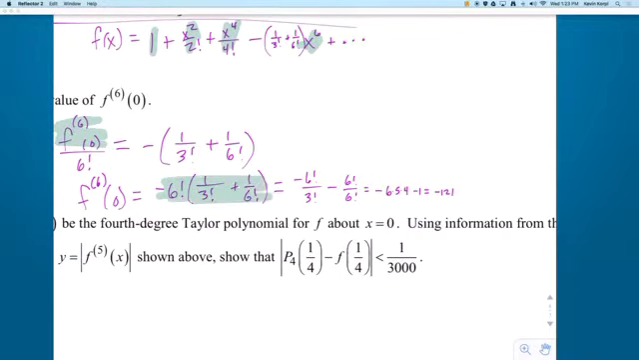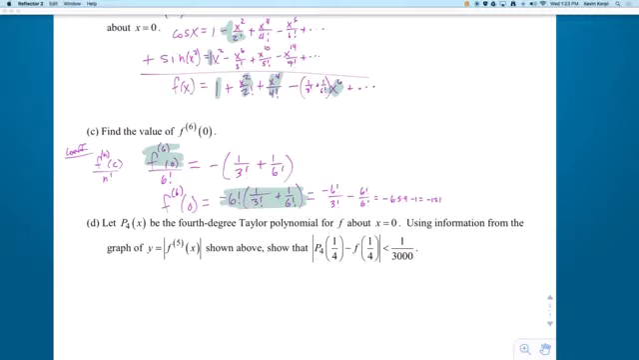But guess what most people are going to do? They're going to forget to multiply both sides by 6 factorial. They're going to say, oh, you want the sixth derivative at 0? And they're going to just use the coefficient of the sixth degree term. So remember, you always multiply by the n factorial.